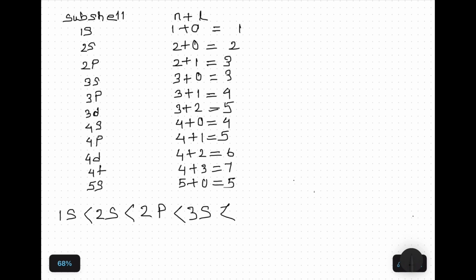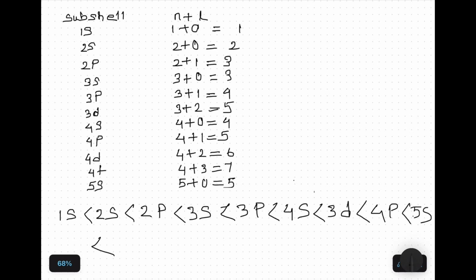After that the value is 4. 4 is for 3p and for 4s. Here also in the same way 3p will fill first and then 4s. After that the value of N plus L is 5. 5 is for 3d, for 4p and for 5s. So here also you have to look at the value of N, that is least in 3d. So 3d orbital will fill first, then 4p and next to it is 5s.